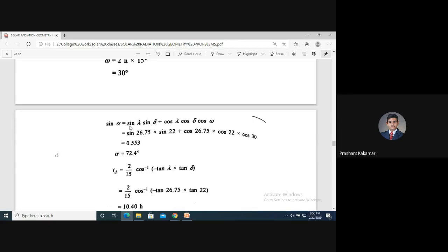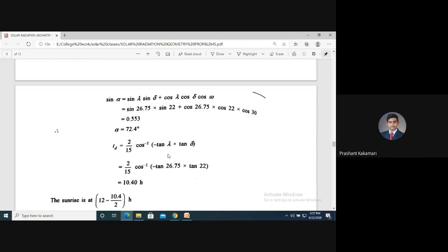Or write down this equation in the initial step because we need to find out altitude. Later you can find out these unknown values and substitute in equation number 1. Like that also you can do. So phi angle is given 26.75 degrees. Delta we have found out 22 degrees. Omega is 30 degrees. So at all these points we need to find out the altitude angle.